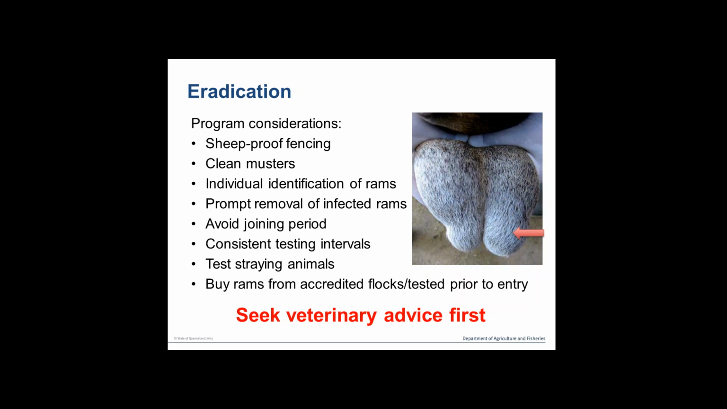You also need to consider testing of any straying animals onto and off the property, and only buying rams from Ovine Brucellosis accredited flocks or rams that have been adequately tested prior to joining the flock. Although it is uncommon in Australian conditions, the role of ewes in the transmission of the disease may need to be considered if the eradication program is prolonged despite following these measures. However, veterinary advice should be sought before commencing an eradication program to tailor a program that will suit you.